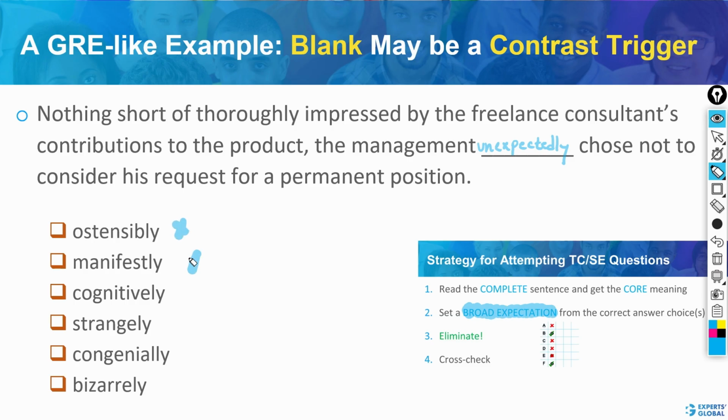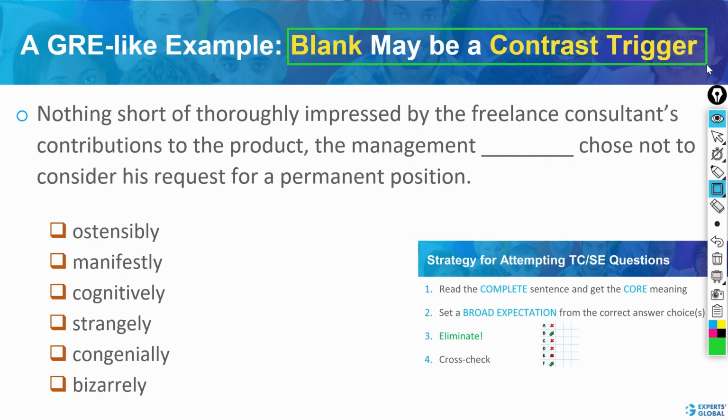Choices A, B, C, and E are nowhere close, while choices D and F are quite on the lines of our broad expectation. And when these choices are inserted in the blank, we get two coherent sentences with equivalent meanings. Therefore, D and F are the correct answer choices here. And the moral of the story is that sometimes the blank may be a contrast trigger.